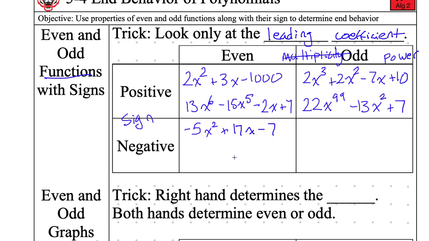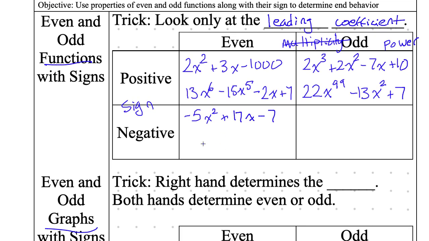You make your own example for a negative even function. How about negative, I don't know, 12x to the power of 6 minus 8x to the power of 3 plus 13x. The other numbers don't really matter, right? The other numbers do not matter. You can fill in any random numbers that you want.